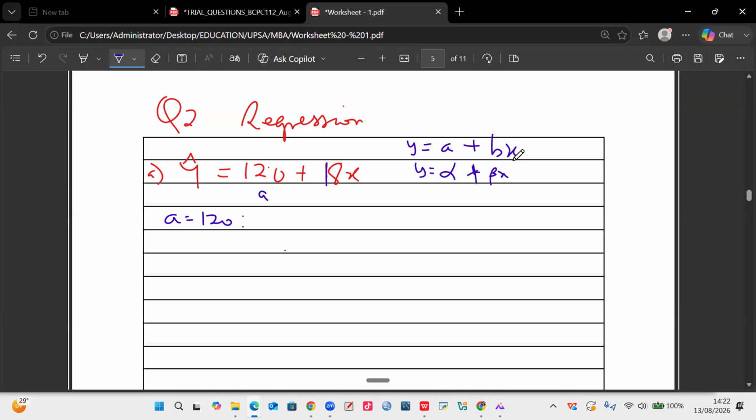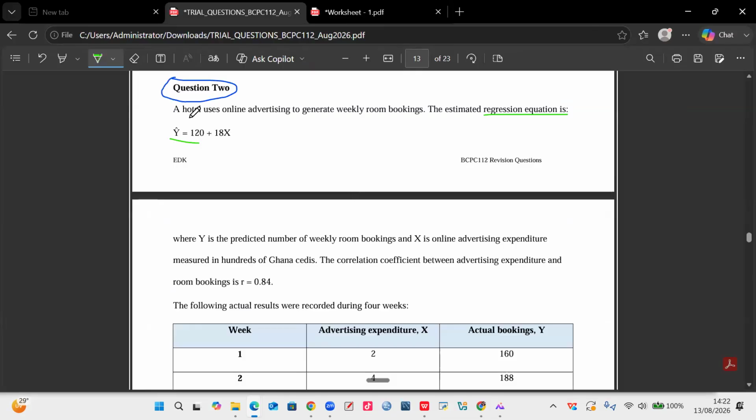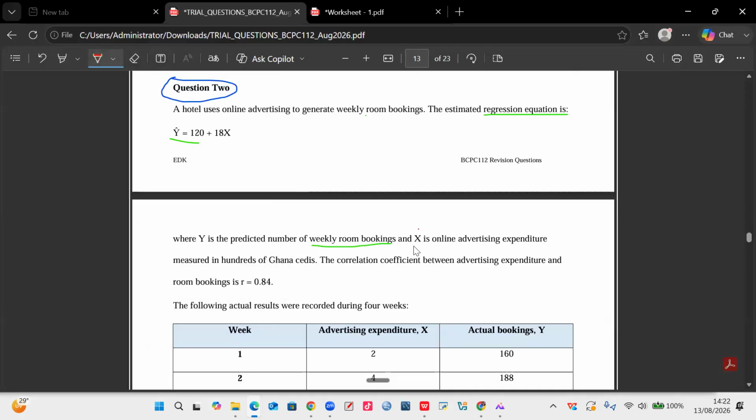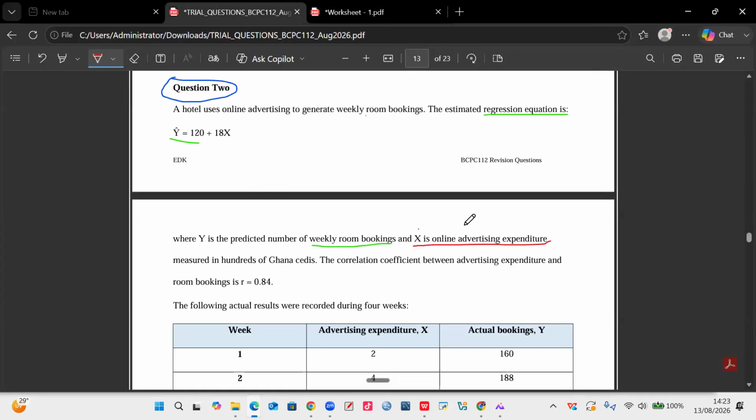Then you say that, now what is it about? What is the whole model about? The hotel uses online advertising to generate weekly room bookings, where Y is the predicted number of weekly room bookings, and X is the online advertising expenditure measured in hundreds of Ghana cedis. So it means Y here stands for the weekly room bookings. X stands for the what? Advertising expenditure, right?